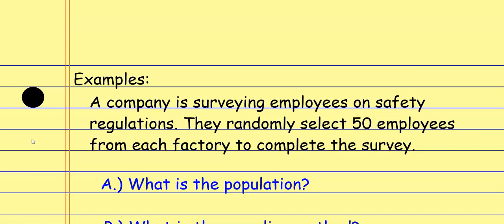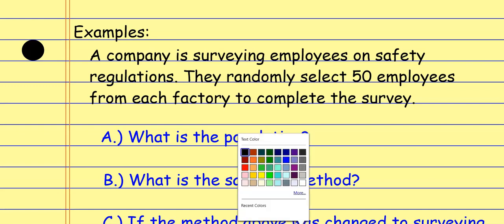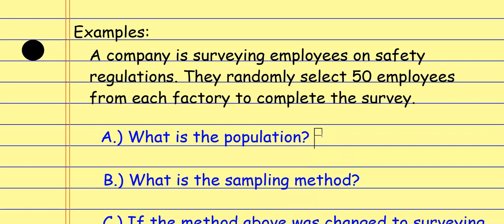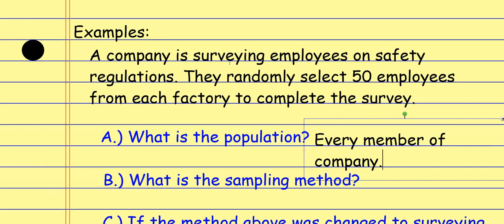For example, a company is surveying employees on safety regulations. They randomly select 50 employees from each factory to complete a survey. So the first question is, who's the population? In other words, who are we trying to get information out of as we look at this thing? All right. And so for this, we want information about the entire population. In terms of the population, we want the entire company. Okay. So every member of the company. All right, that's our population. That's who we're trying to reach with this thing, okay?